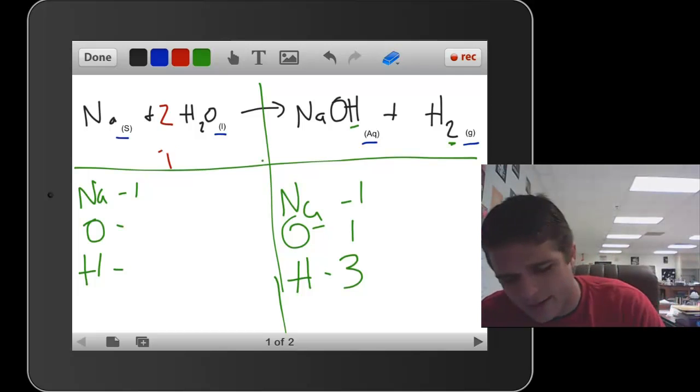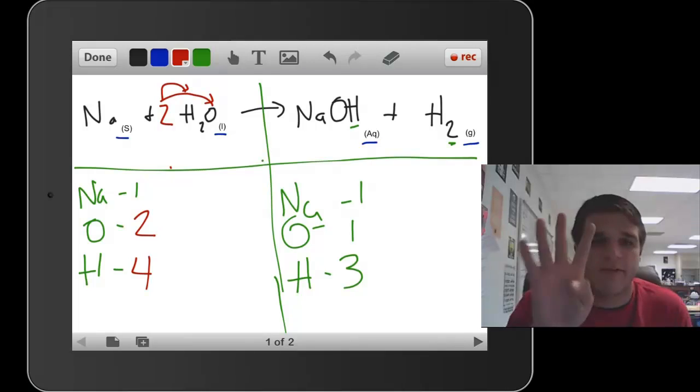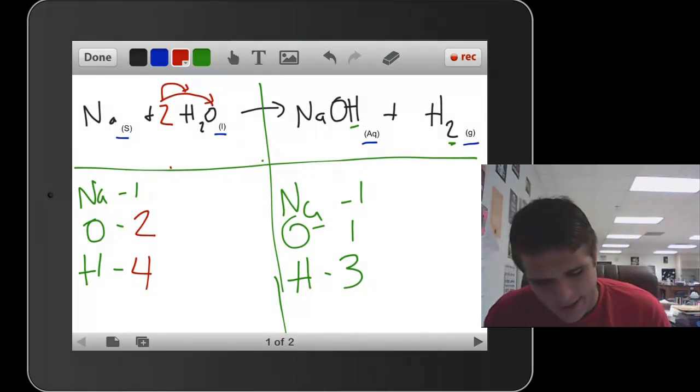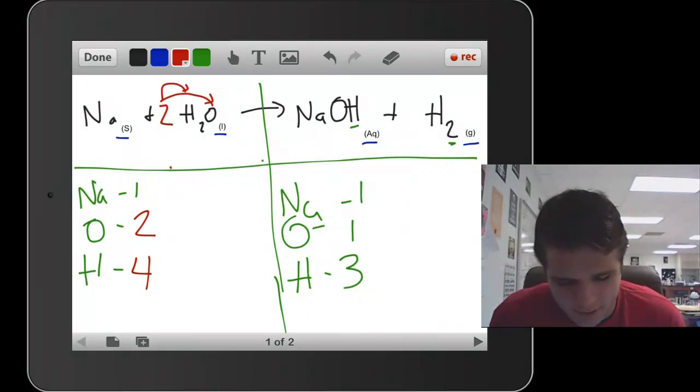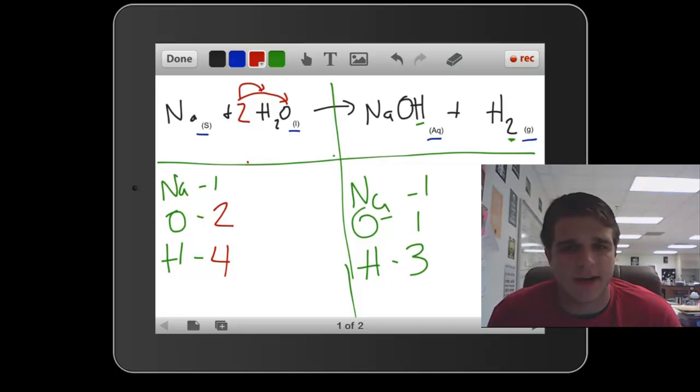That mixes up our numbers of each element. Okay, so now we have 2 units of H2, which means that we have 4 H's, okay? And we have 2 units of oxygen now. So now things are a little bit iffy for our right side, and our left side's still looking okay, right? So now we should attempt to kind of equalize our right side, all right?